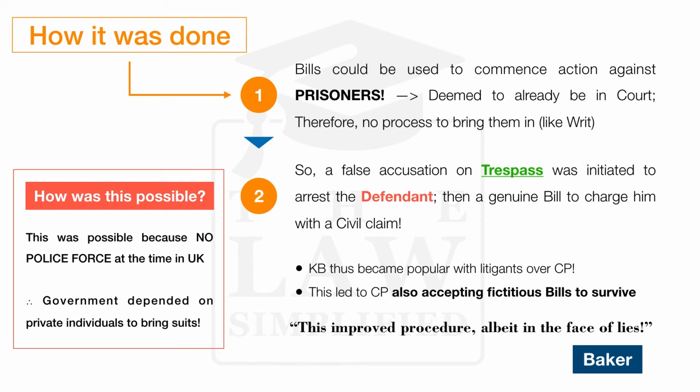Secondly, the way in which this was manifested was that you would have a litigant who would make a false accusation, say for instance on trespass, on a particular defendant, which would mean that said individual, because of the lackluster means of distilling justice, that particular person would actually be arrested. And once that is done, then a genuine bill to charge him would be brought in relation to a civil claim. So this made the King's Bench quite popular in retrospect compared to the Court of the Common Pleas.